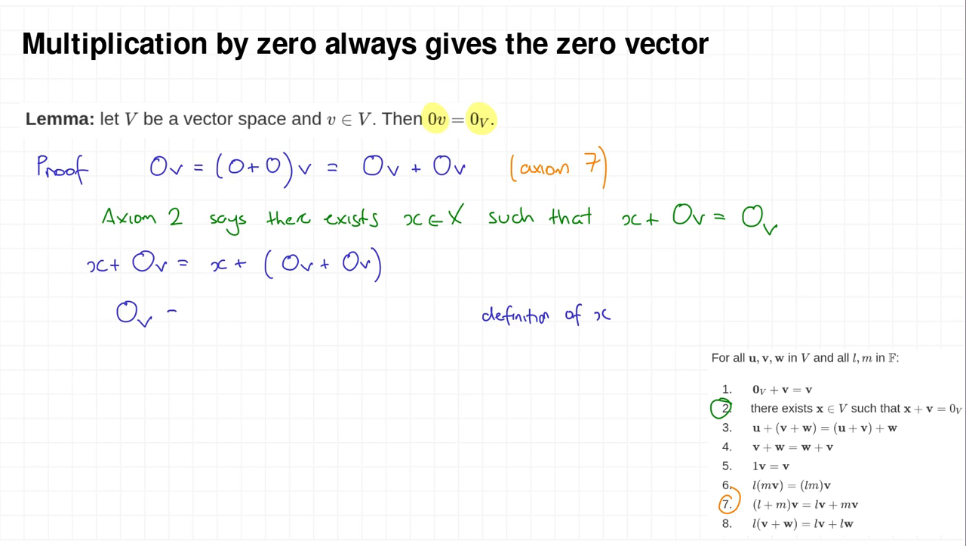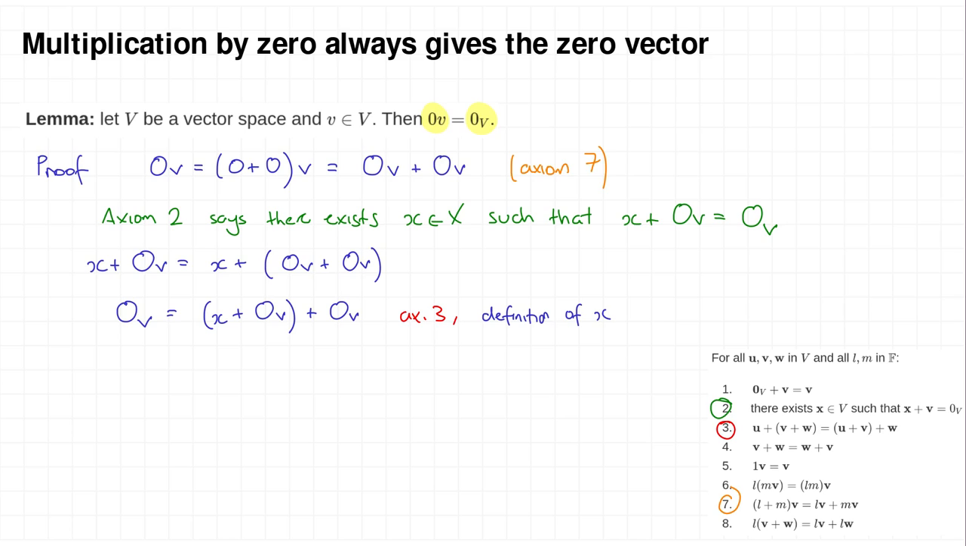And on the right, we're going to use the Associativity Law for vector addition. So I can rewrite this as x plus 0 times v in brackets plus 0 times v. So that was a use of Axiom 3.